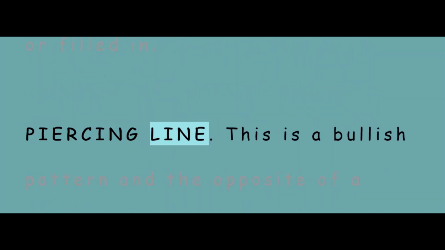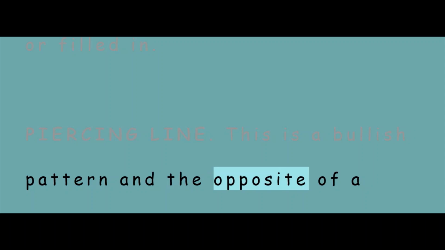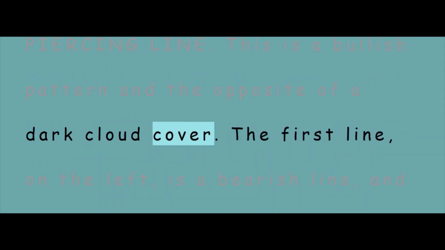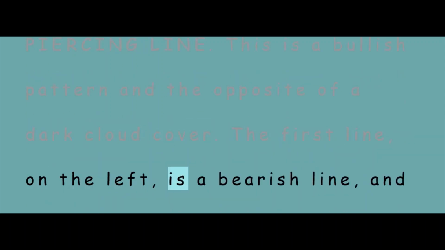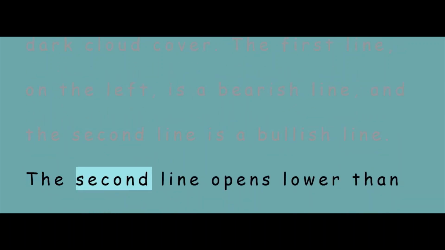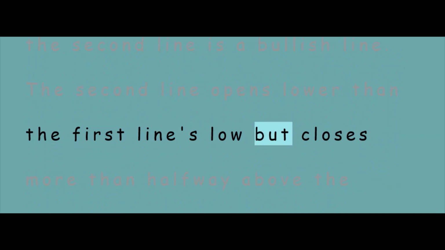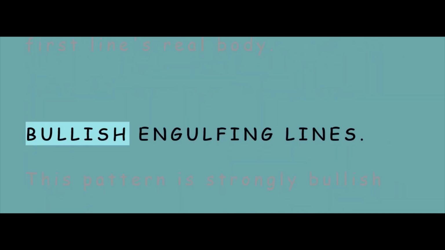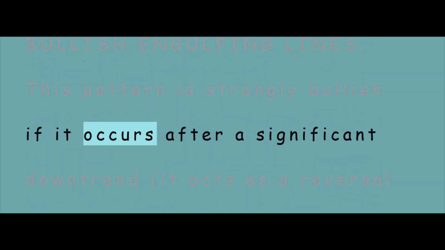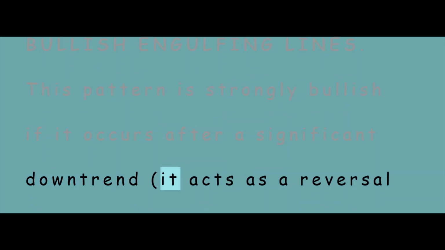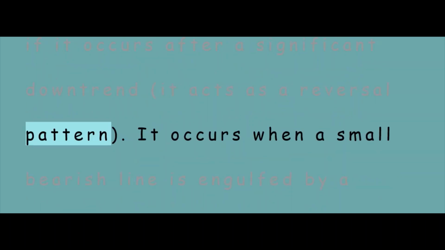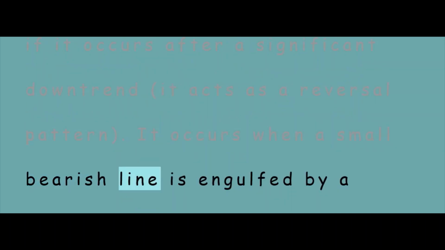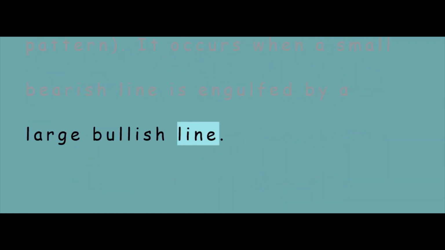Piercing line. This is a bullish pattern and the opposite of a dark cloud cover. The first line, on the left, is a bearish line, and the second line is a bullish line. The second line opens lower than the first line's low, but closes more than halfway above the first line's real body. Bullish engulfing lines. This pattern is strongly bullish if it occurs after a significant downtrend. It acts as a reversal pattern. It occurs when a small bearish line is engulfed by a large bullish line.